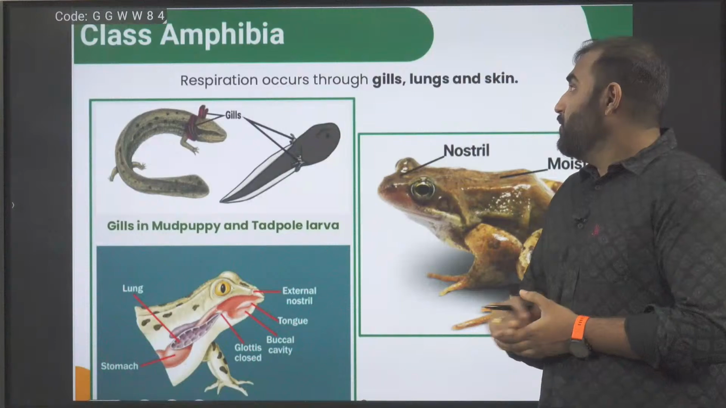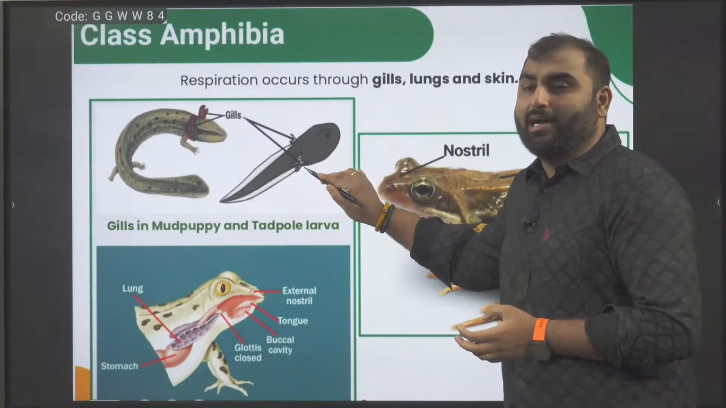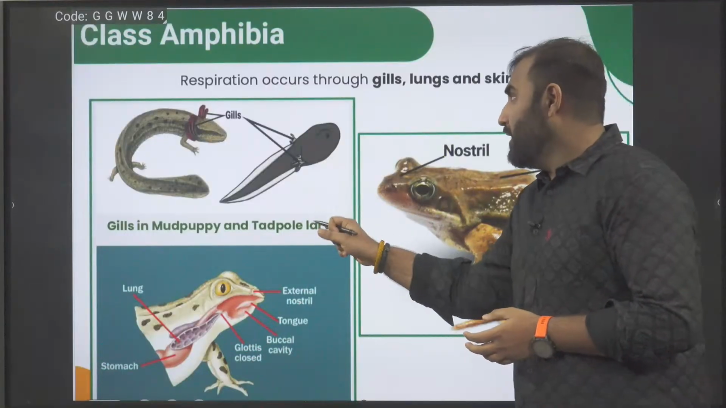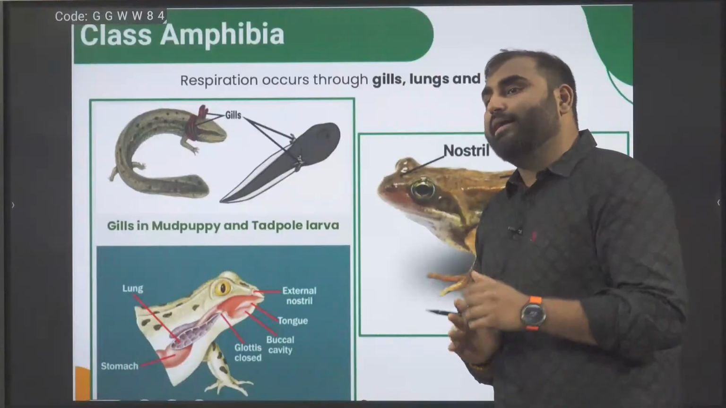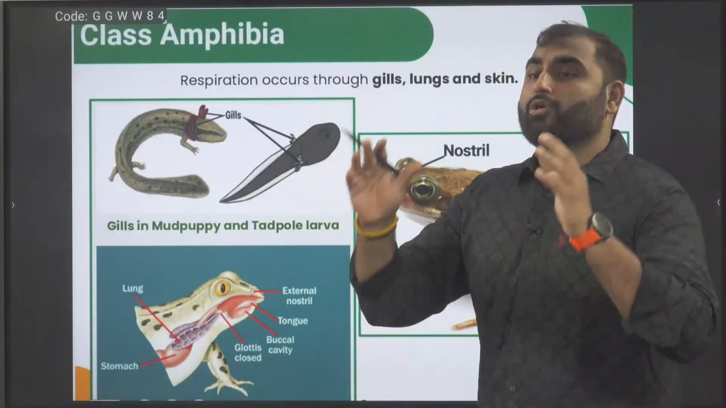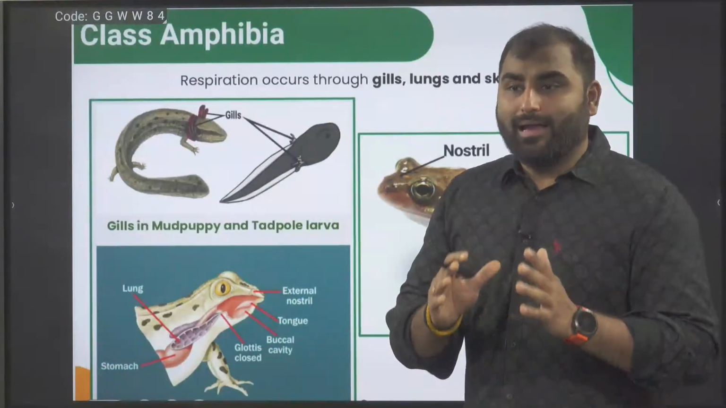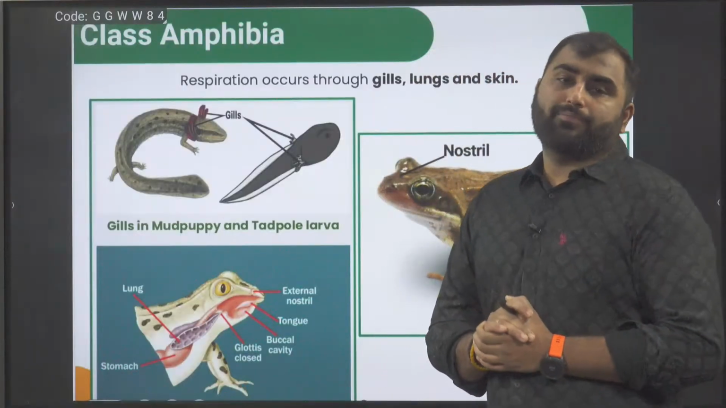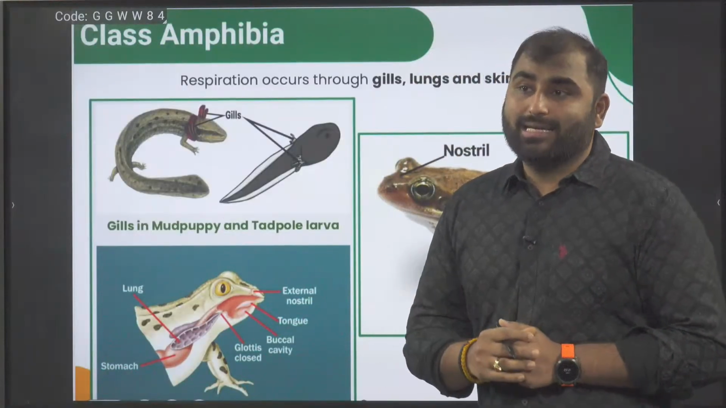Now, gills are present at which stage? Gills are present in the tadpole stage of the frog and toads. The tadpole larvae breathe through the gills. But there are some permanent aquatic salamanders which always stay in water only. They never come out, like your mud puppy. Which puppy? Mud puppy. Also known as necturus.